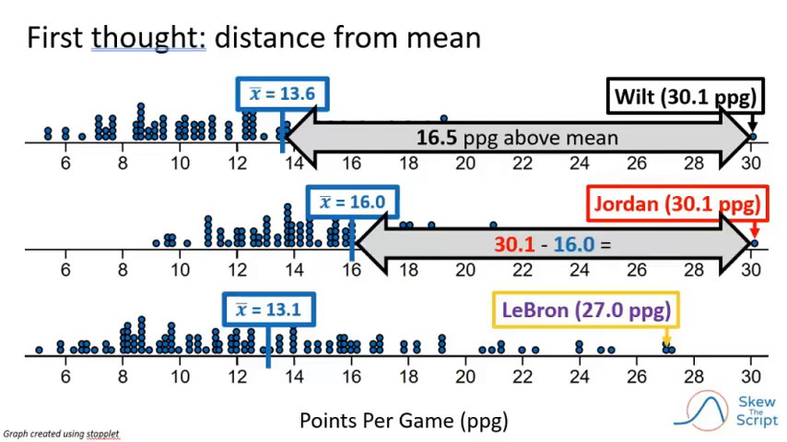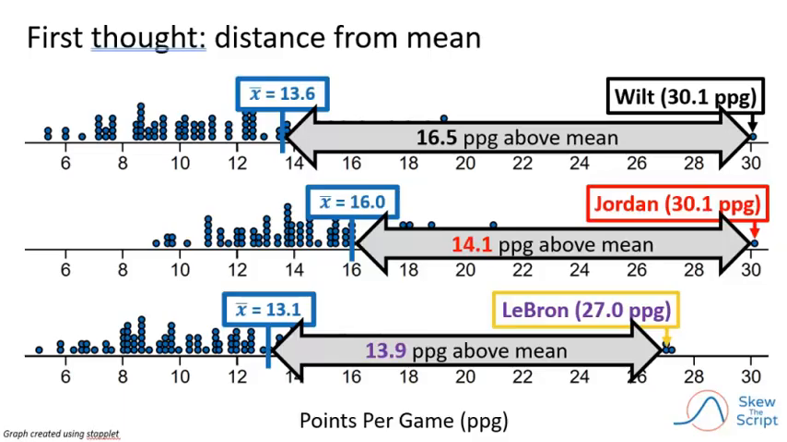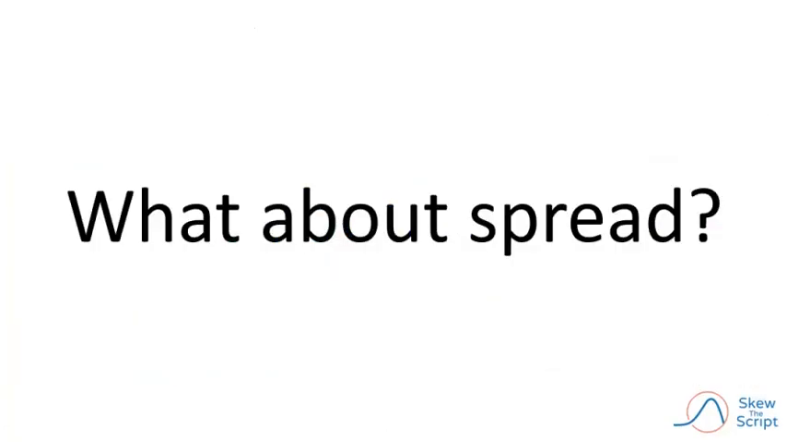And we can do the same thing for Jordan, and we find that he scored 14.1 points per game more than average during his era. And finally, for LeBron, he scored 13.9 points per game more than average for his era. So by this metric, Wilt now takes the lead in terms of being the best scorer relative to his time. But what about spread? Is that important?